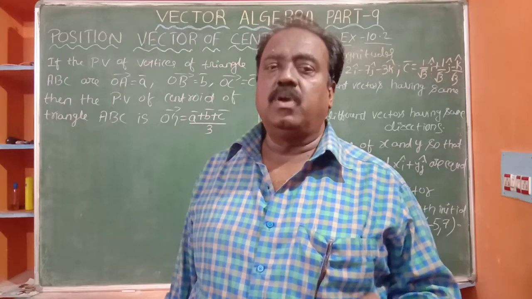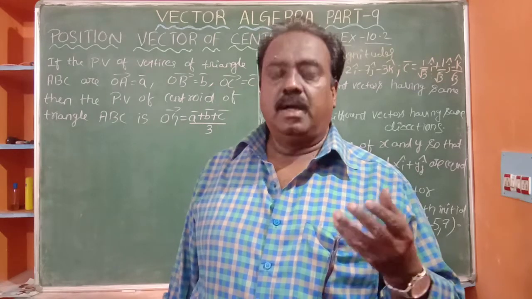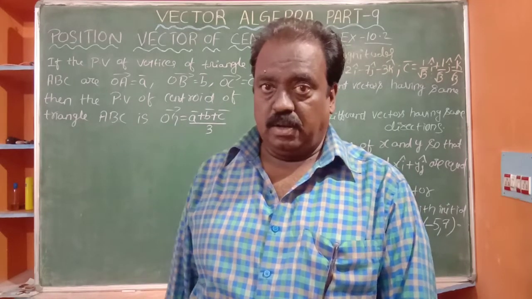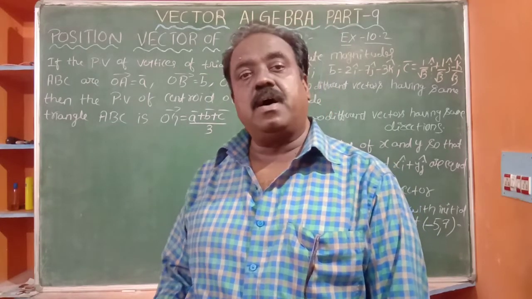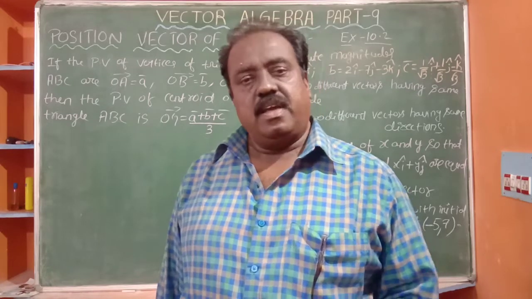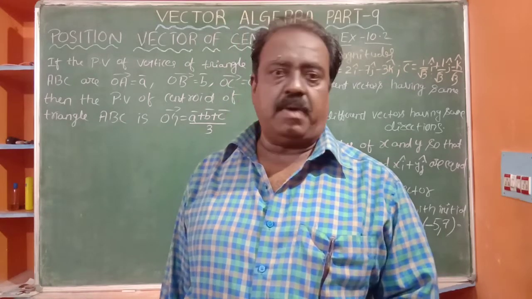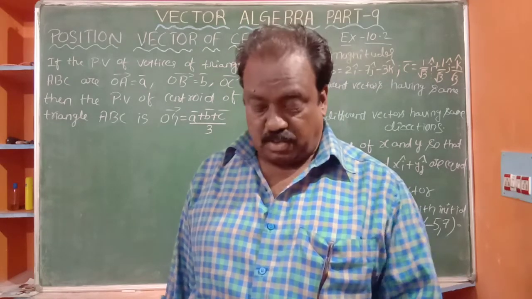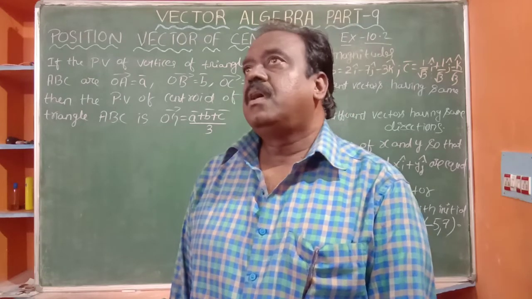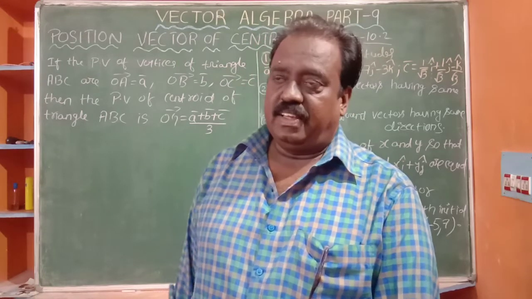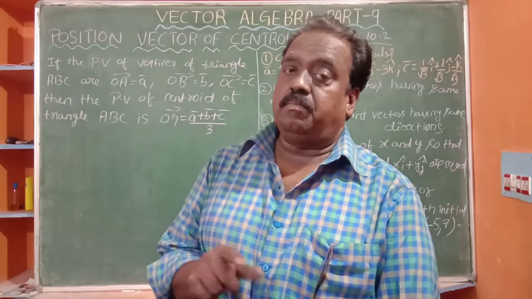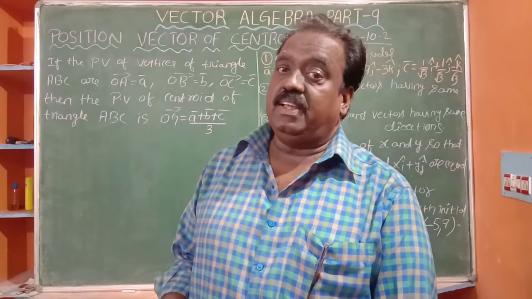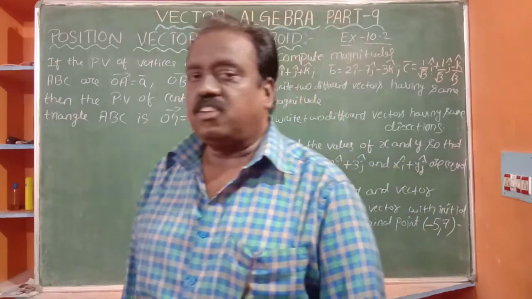For that point, we can find the position vector. That is, OC bar is, if that ratio is M is to N, MB bar plus NA bar by M plus N internally. Externally means MB bar minus NA bar by M minus N. In two-dimensional geometry also, the point divides internally mx2 plus nx1 by m plus n, and externally mx2 minus nx1 by m minus n. Here also the same concept.